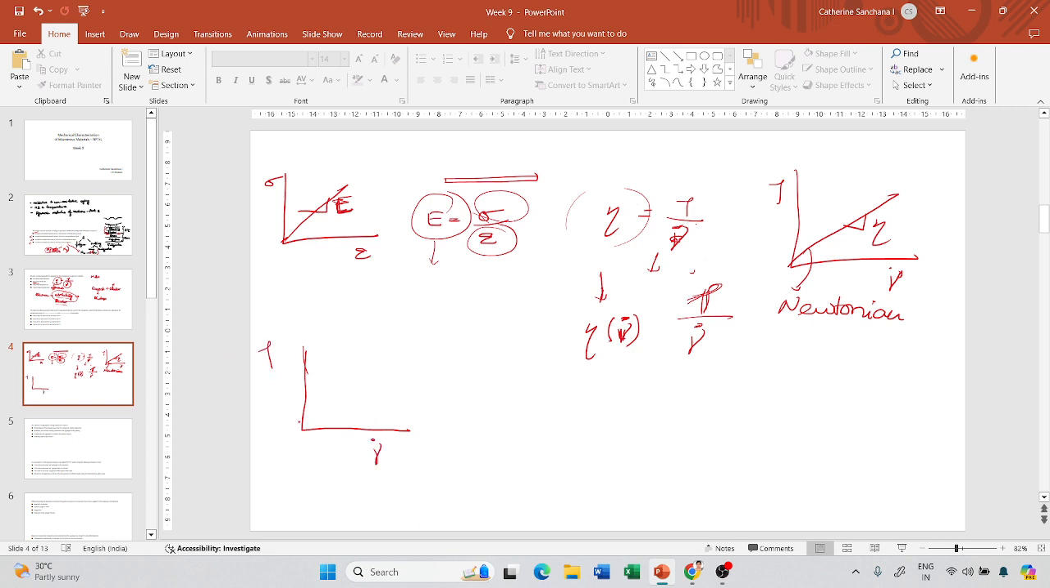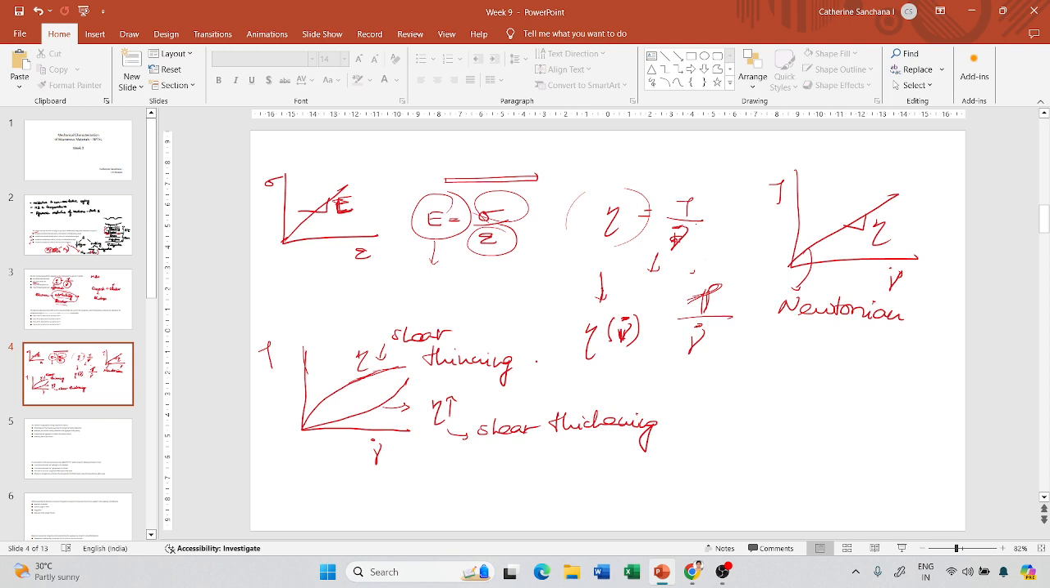Okay, so if I make a plot of shear stress versus shear rate, then my slope is not going to remain constant. If you see, my slope will either increase or decrease. Okay, so here the viscosity or the slope increases, and here the viscosity or the slope decreases. This is called a shear thickening behavior, and this is called a shear thinning behavior.